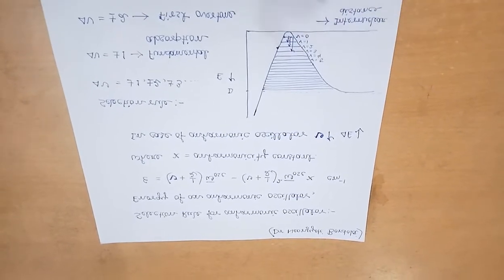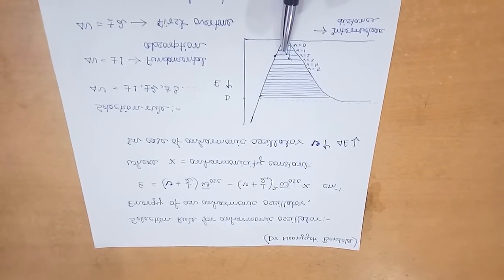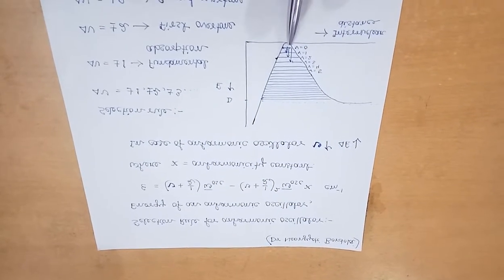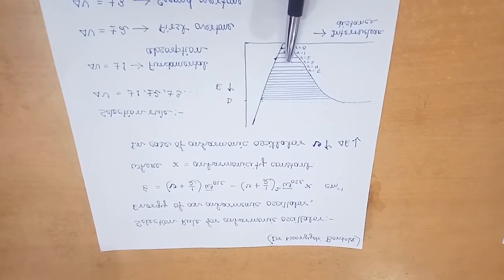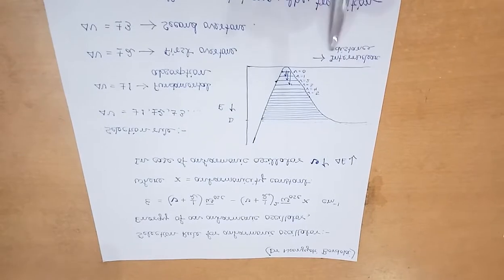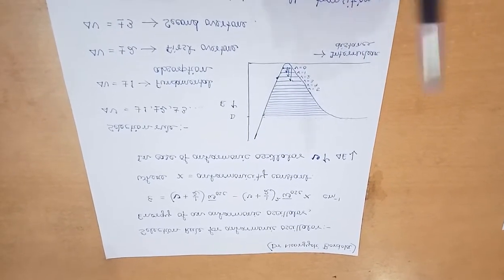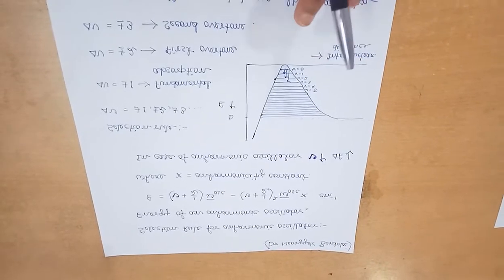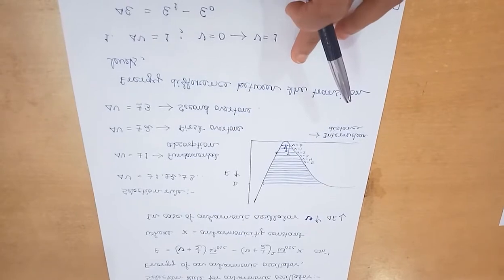The transition that takes place from 0 to 1 level is known as our fundamental transition. The transition from 0 to 2 level is known as our first overtone. The transition from 0 to 3 level is known as our second overtone. Then we can find the energy difference between these transitions.